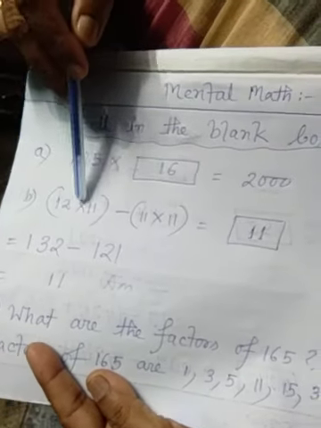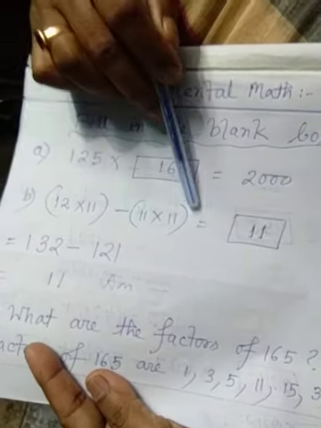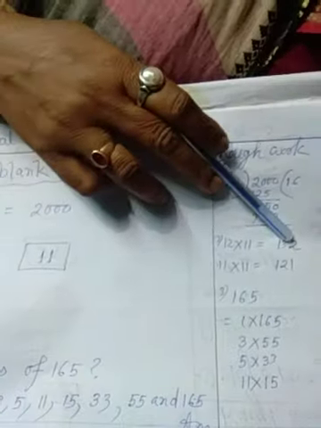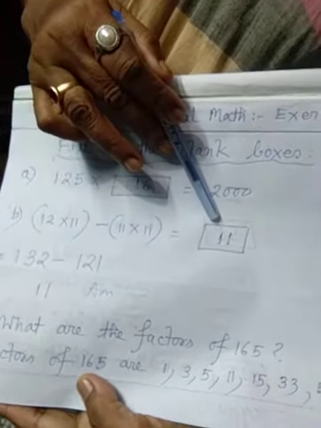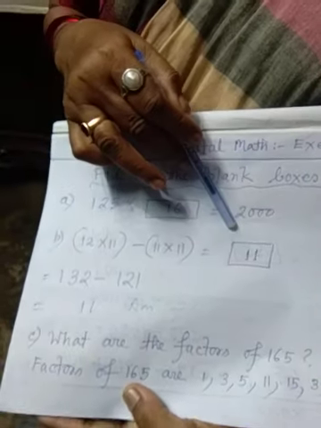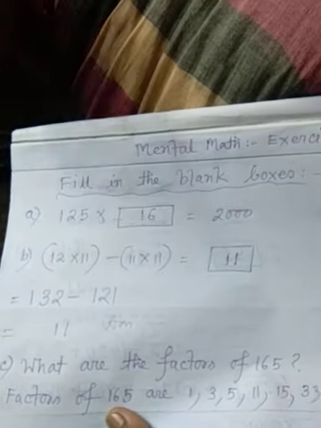B. 12 into 11 minus 11 into 11. 12 into 11 is 132. And 11 into 11 is 121. So 132 minus 121 equal to 11. Box में 11 होगा. You put 11 in the box.